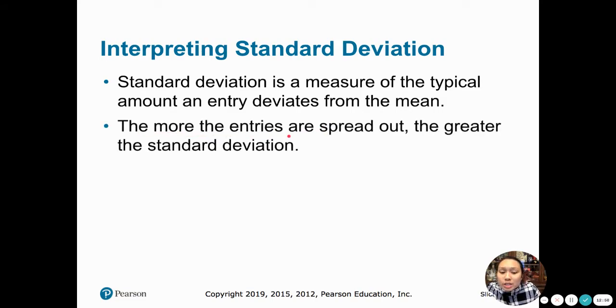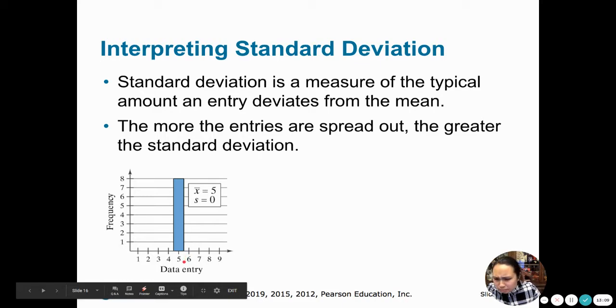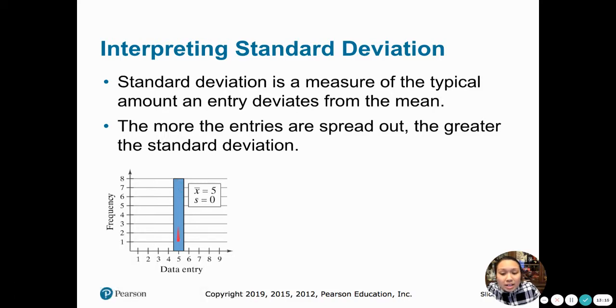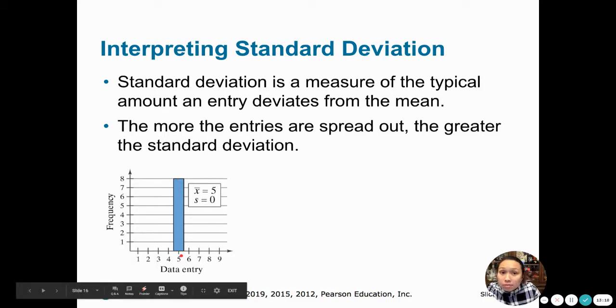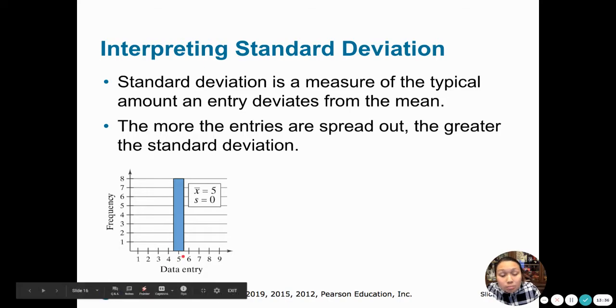So the more entries that are spread out, the greater the standard deviation. Now, what that basically looks like on a graph is like so. Here there seem to be 8 data entries because we have a frequency of 8. So there are 8 data entries and they all measure 5. Every single one is 5. And so the average, of course, is 5. That's where the X bar is. And our standard deviation is 0. In other words, none of our data entries deviate or are far away from our average because they all are our average. So of course the standard deviation is 0.